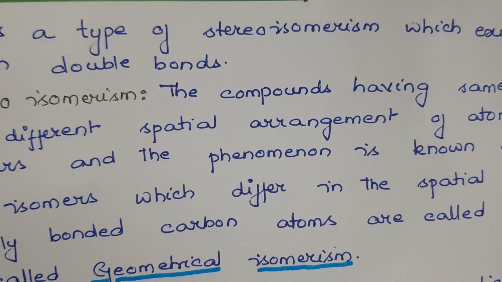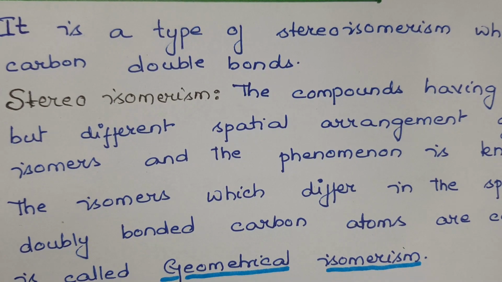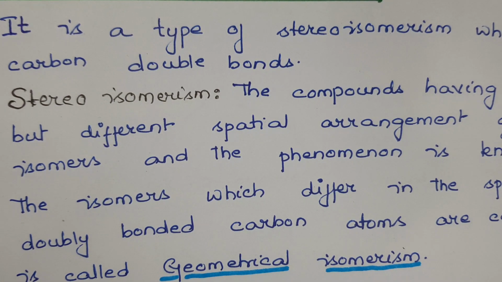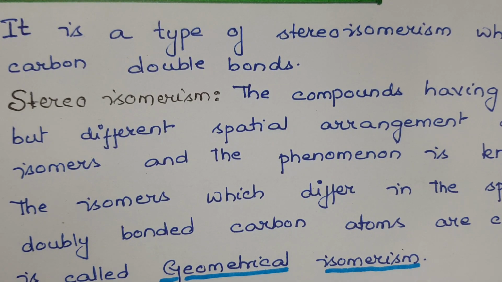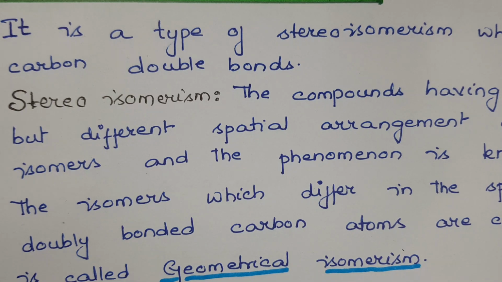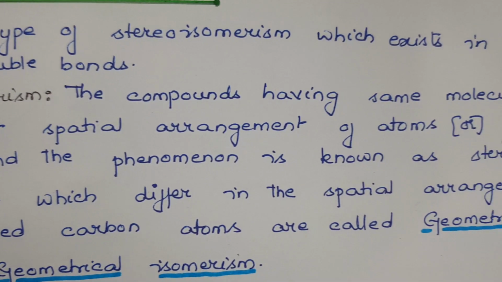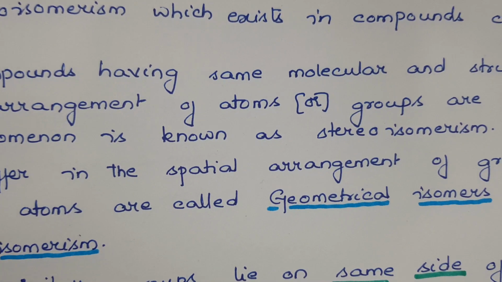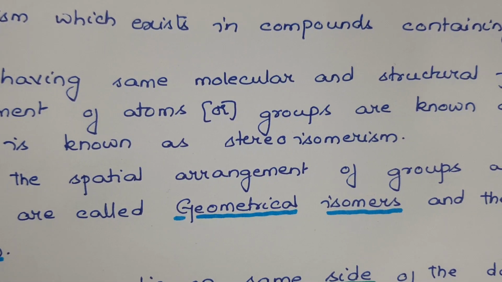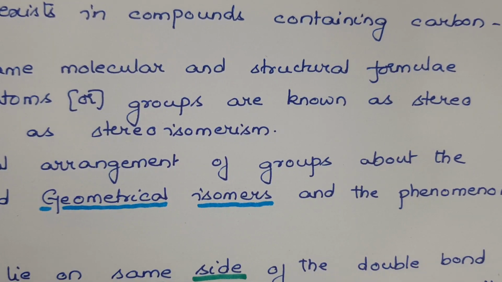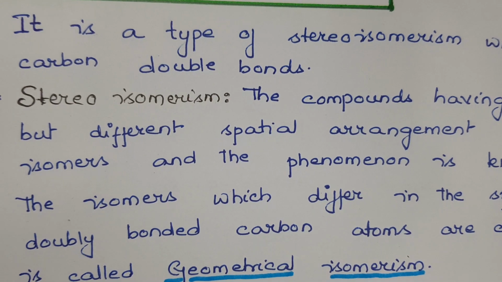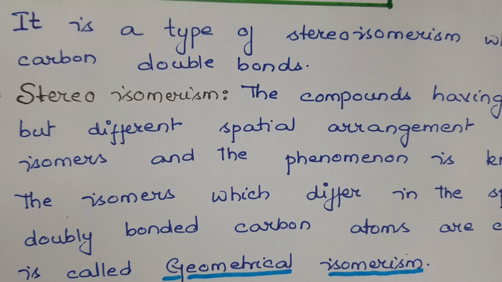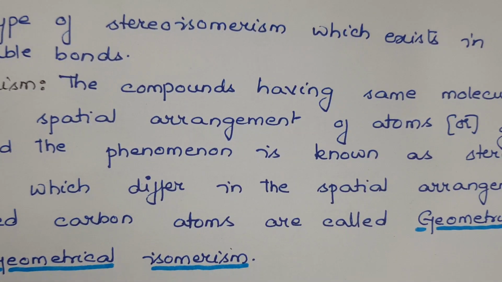But different spatial arrangement. What is this spatial arrangement, students? Arrangement of atoms or groups in space. So the two compounds will be differing in the spatial arrangement of atoms or groups, and such compounds are known as stereoisomers. Are you able to see, students? Are known as stereoisomers. Okay. So once you know what stereoisomers are, you can just write down, and the phenomenon is known as stereoisomerism.